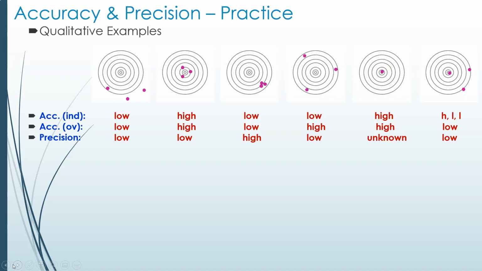So, in review, accuracy, whether you're looking at individual or overall, is high when you're close to the target. It's low when you're far away from the target. It's unknown if you do not know where the target bullseye is. Precision is low if they're not close to one another. It's high if they are close to one another. And it's unknown if we only have one shot and there's no way to know how close it would be to the next shot because we haven't taken it.